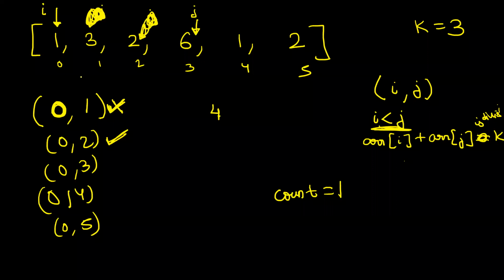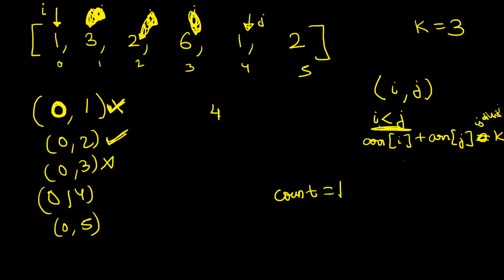Okay. Now, look at 0, 3, right? When I is at 0 and j is at index 3, I will do ARR of I plus ARR of j. 1 plus 6 is 7. Is 7 divisible by 3? No. So definitely this is not a valid pair. Let us move forward. I will move j forward. j comes at index number 4.